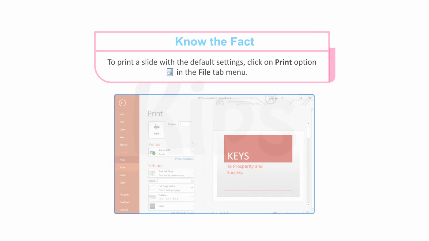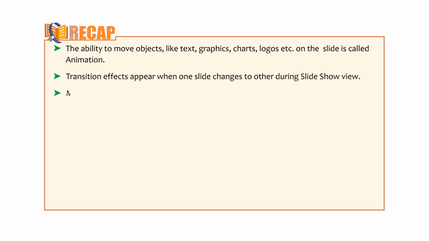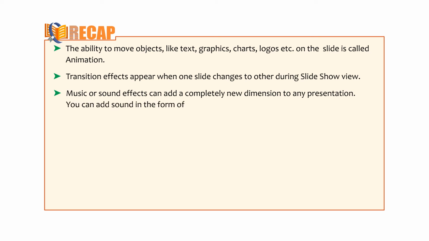Okay students, let us take a recap of this chapter. The ability to move objects like text, graphics, charts, logos, etc. on the slide is called animation. Transition effects appear when one slide changes to another during slideshow view. Music or sound effects can add a completely new dimension to any presentation. You can add sound in the form of background music or special effects to give importance to specific content.